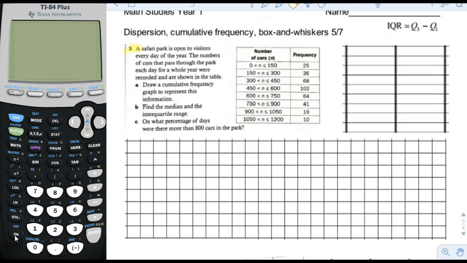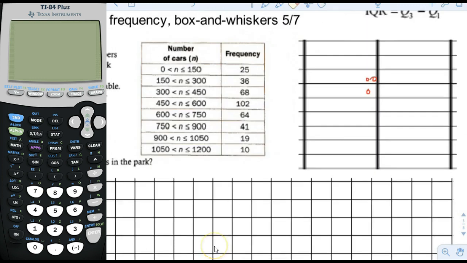So, for example, for this problem, they say that the safari park is open to visitors every day of the year. They keep track of how many cars go through the park, and then they count how many days had how many cars. So you can see from this table that there were 25 days that had 0 to 150 cars, and there were 36 days that had 150 to 300 cars.